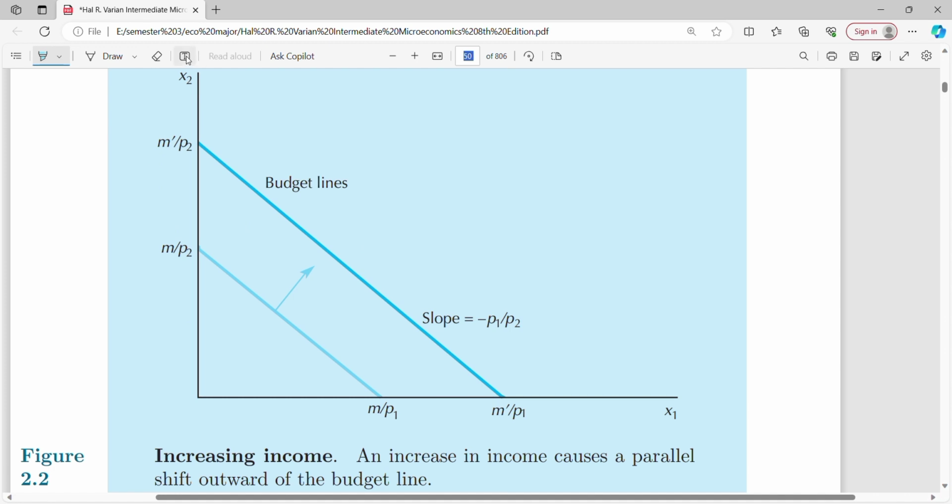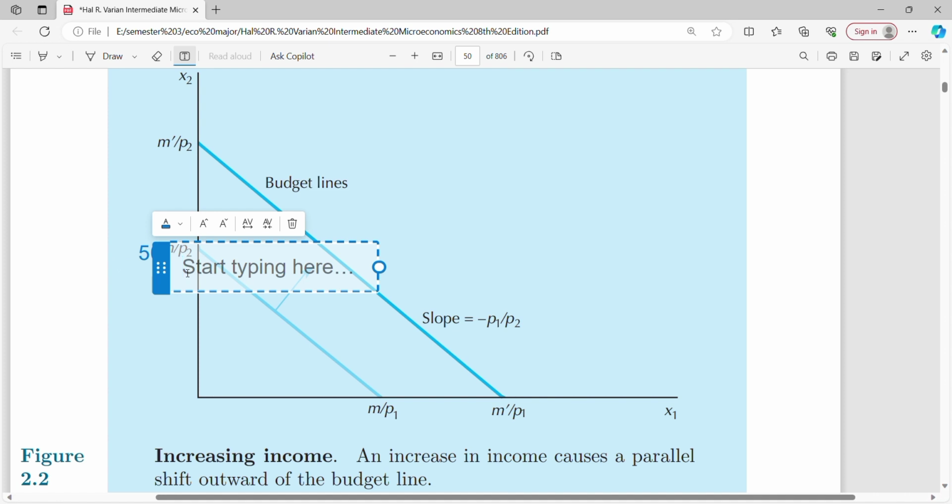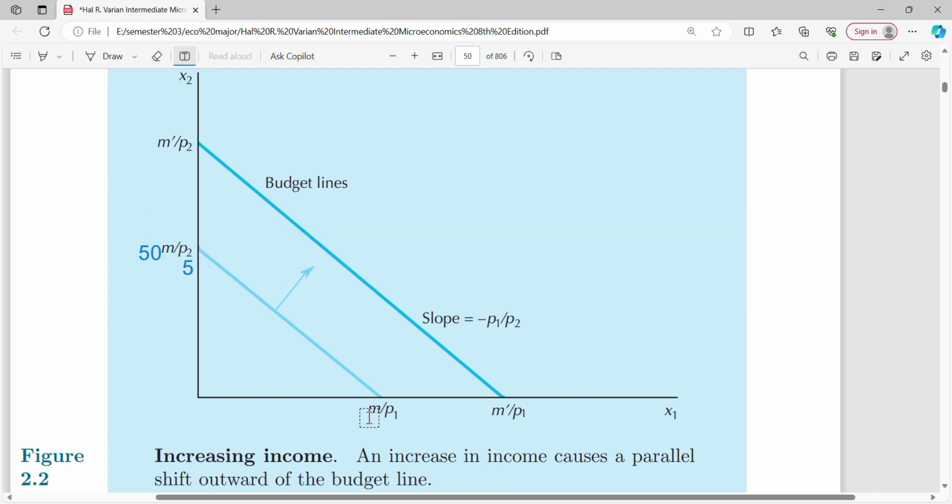This shows a parallel shift outward, because when the income increases, when we divide, imagine the first income was 50, and the prices of the goods were 2 and 5. In the first case, it will be marked at 10 here, and here it will be marked at 25, right?